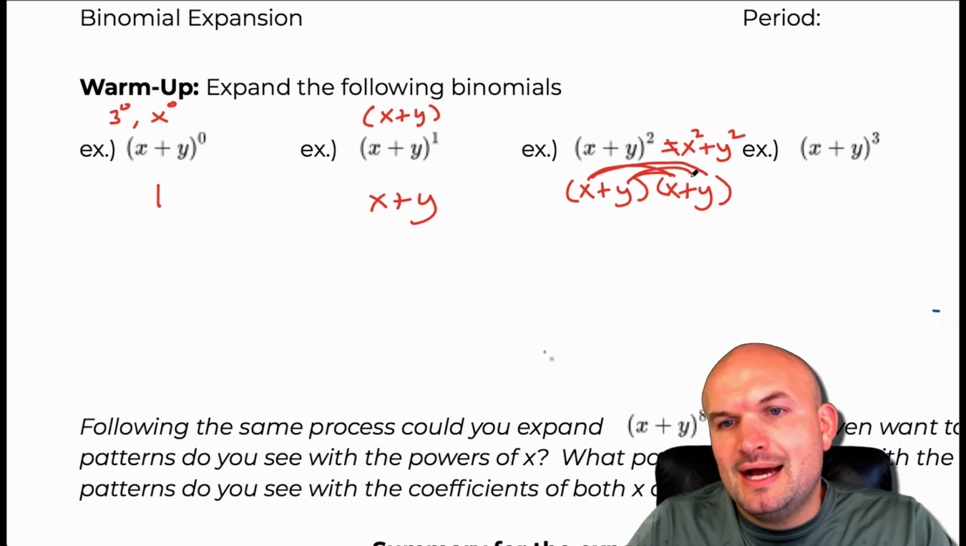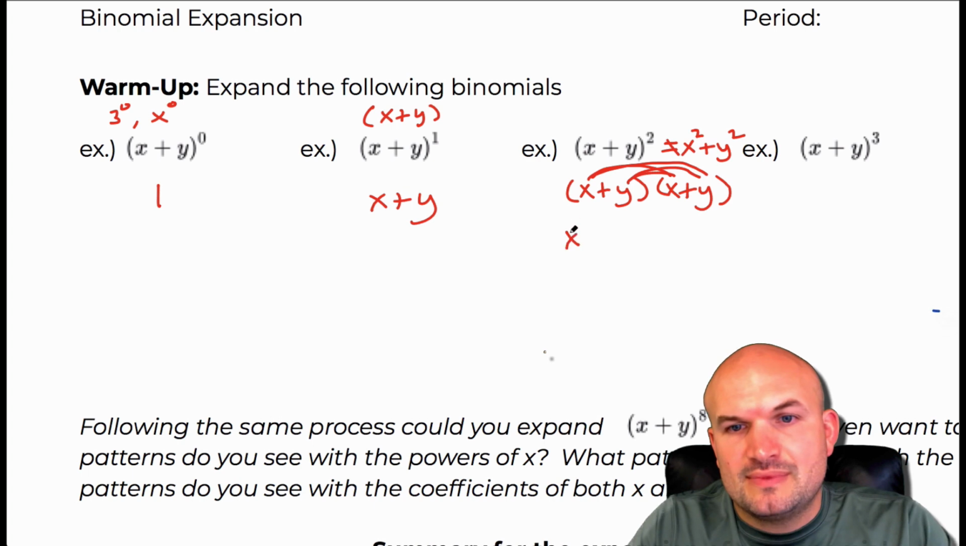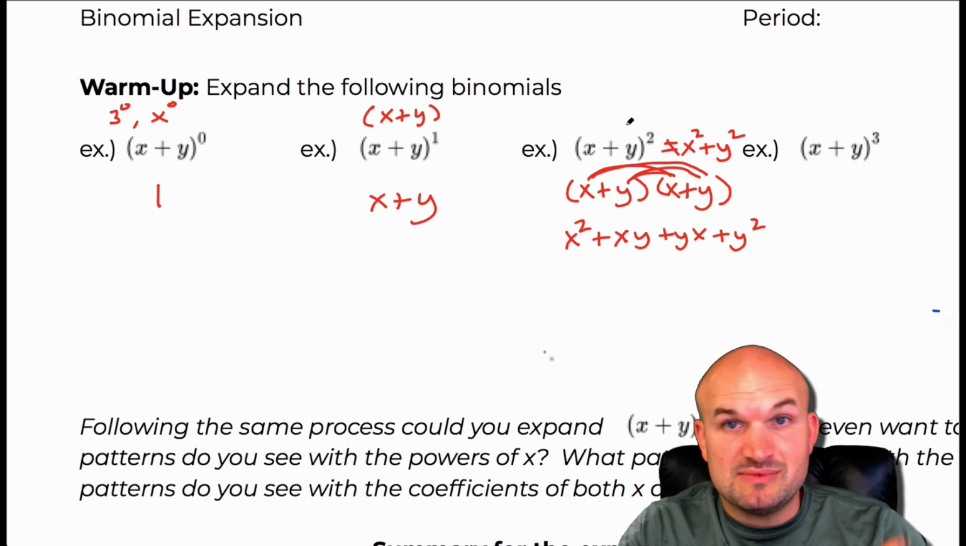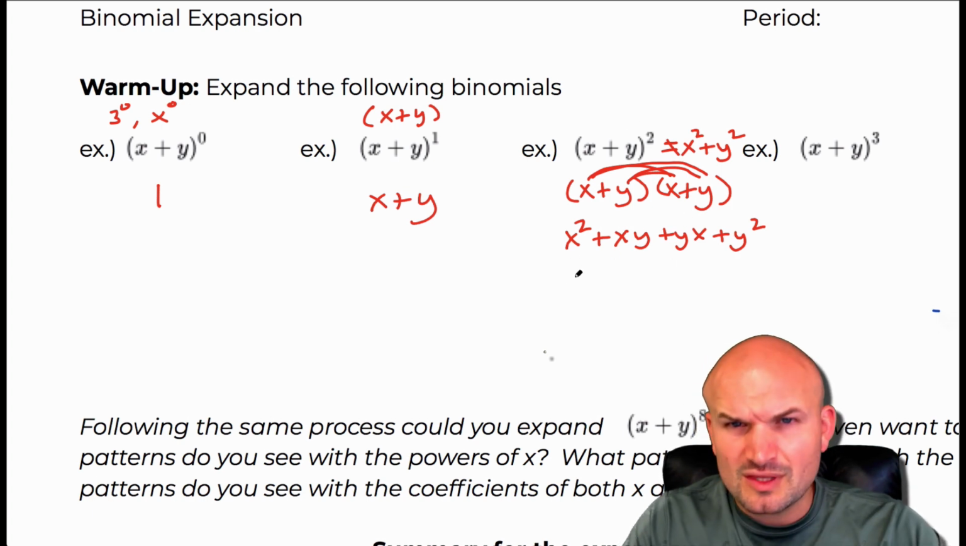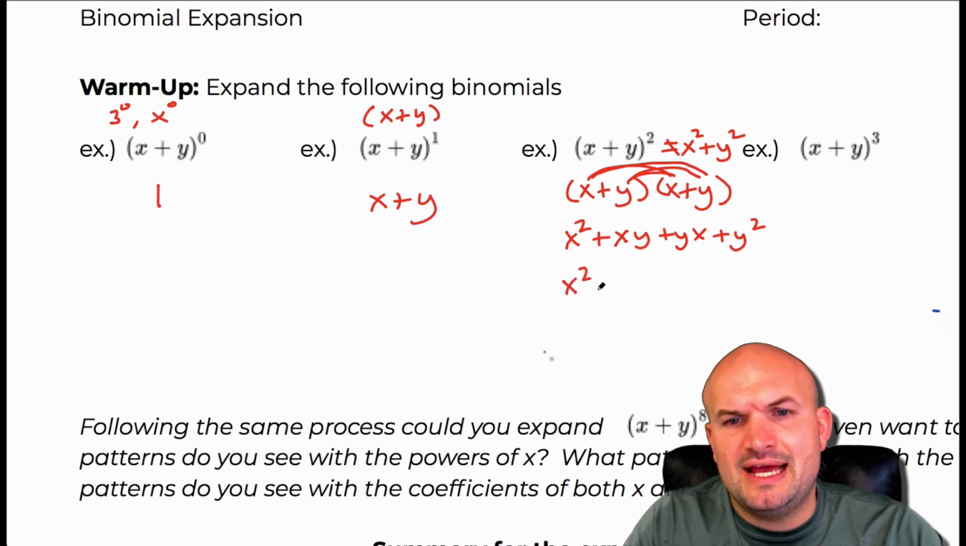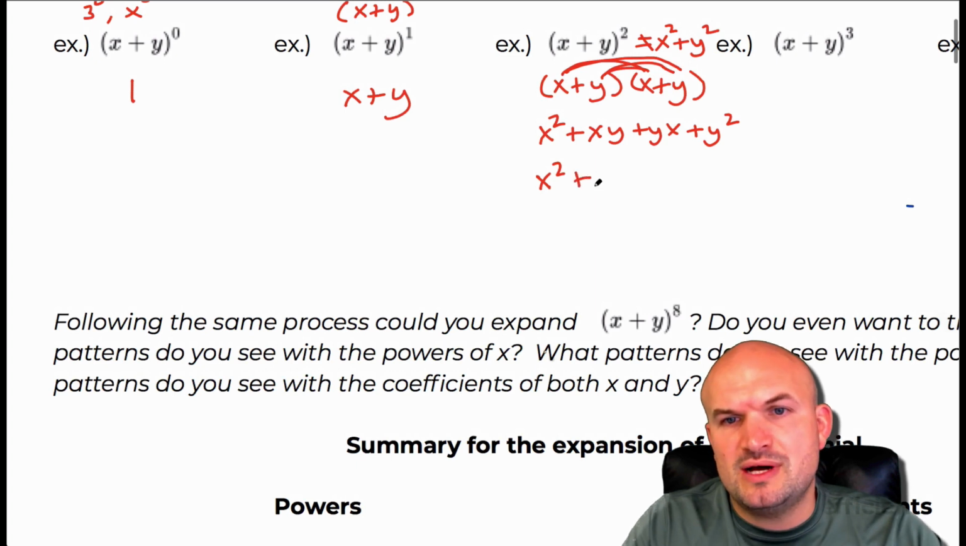I'm going to multiply this out using the distributive property. X times x gives me x squared. X times y gives me xy. Y times x gives me yx. And then y times y gives me y squared. Now, 3 times 4 is the same as 4 times 3, so we can arrange these x's and y's any way we want. That gives me a simplified product of x squared plus, now there's 2 of them, xy plus xy is 2xy, plus y squared.